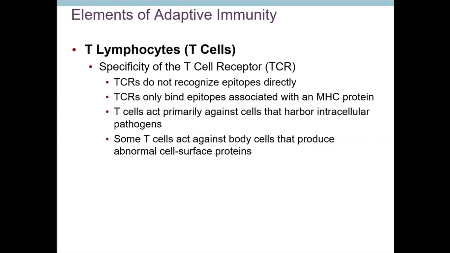So the T cells get triggered and act against cells that have intracellular pathogens or that are producing abnormal cell surface proteins, things that they shouldn't make. Viral infected cells are making the wrong things, and these T cells and the T cell receptors detect what they're making and say, that's not supposed to be there.